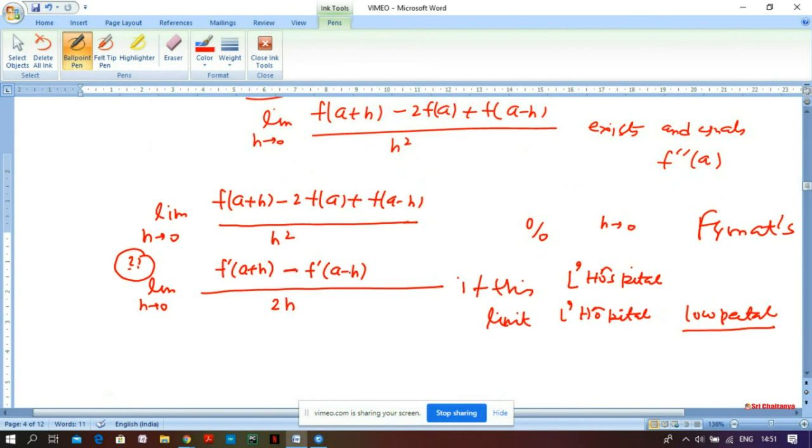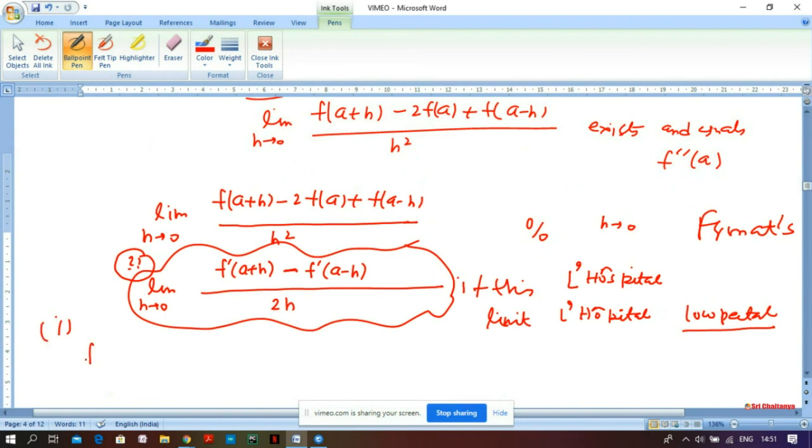So if you want this limit to exist, what I'll say is, if this exists, then this also exists. We don't know whether this exists or not. We are testing. So we are saying that if this limit exists, then this limit also exists. And this exists, we know from part 1. In part 1, the first part, we read that if f is differentiable, then the limit as h tends to 0 of f of a plus h minus f of a minus h over 2h also exists and equals f prime of a.